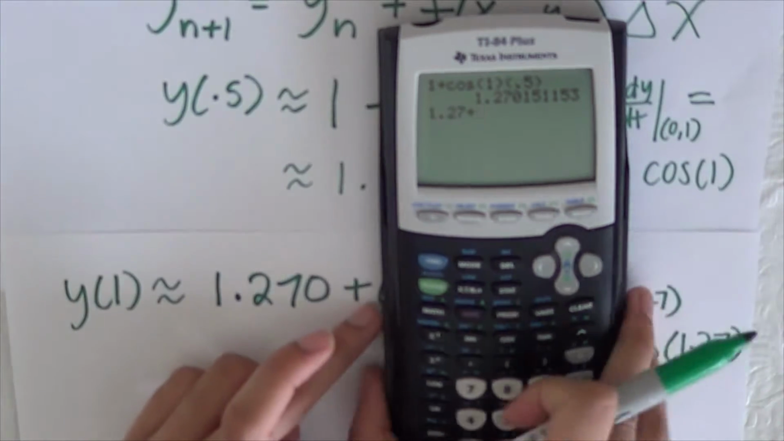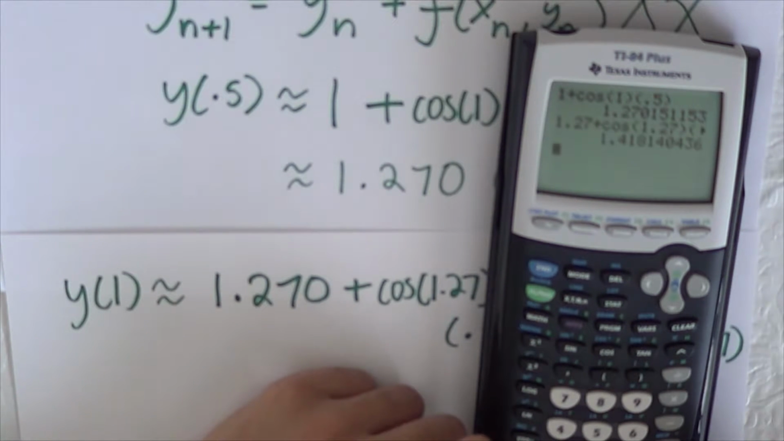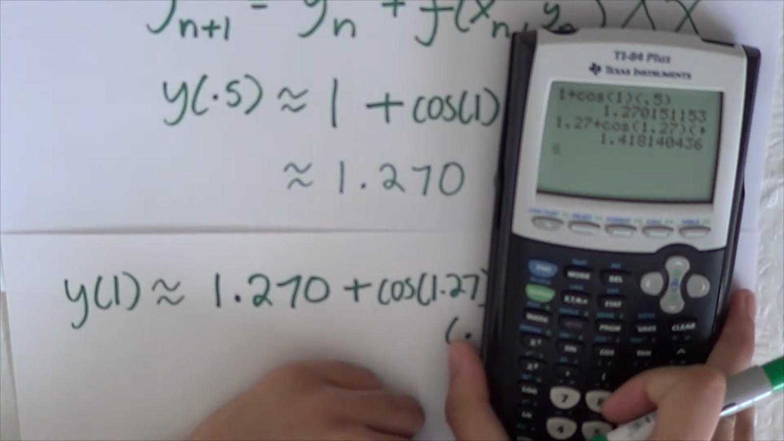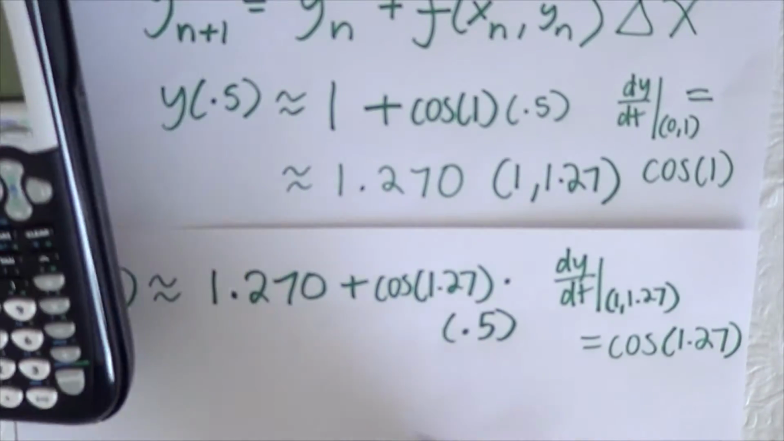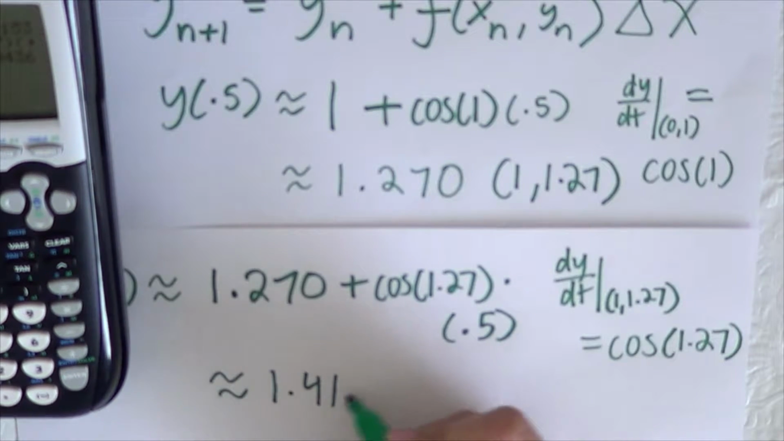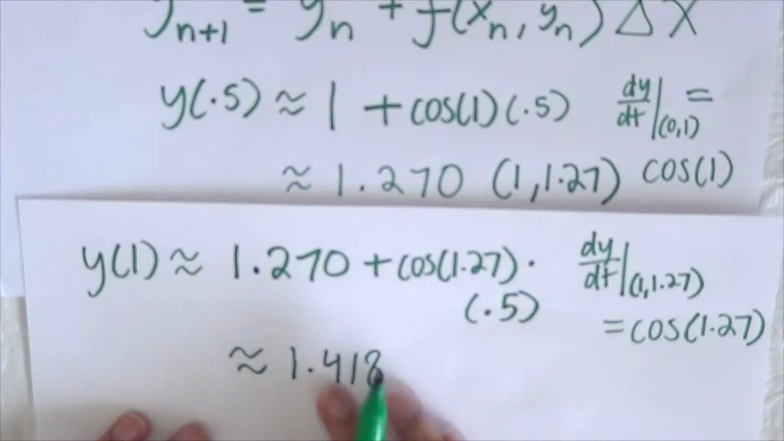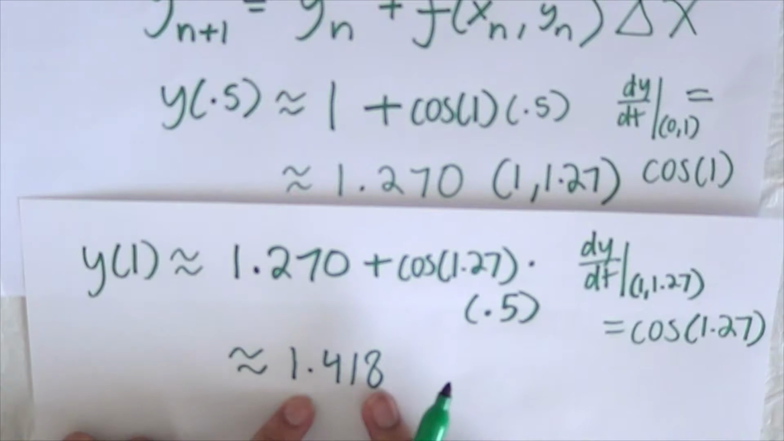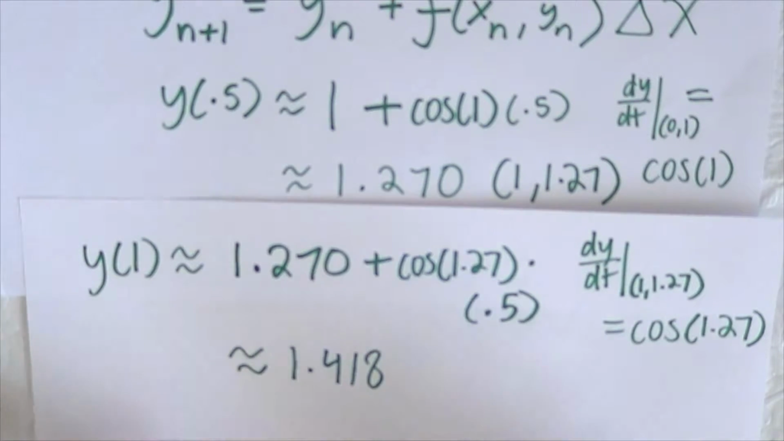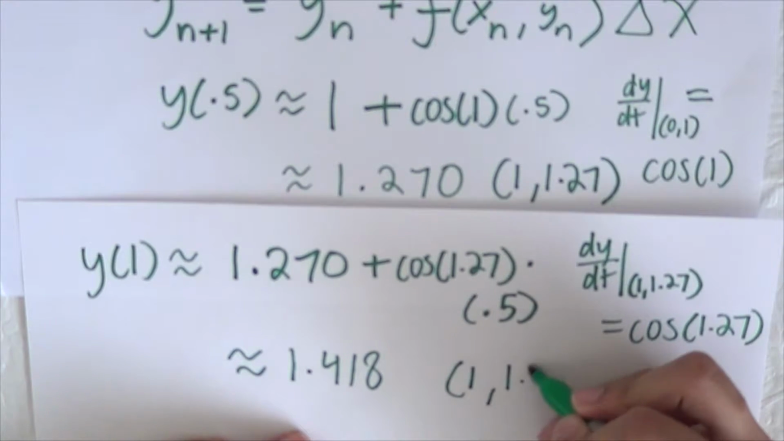1.27 plus cosine 1.27 times 0.5, which is 1.418. I will round that. So that is our approximation for y of 1, and our point is 1, 1.418.